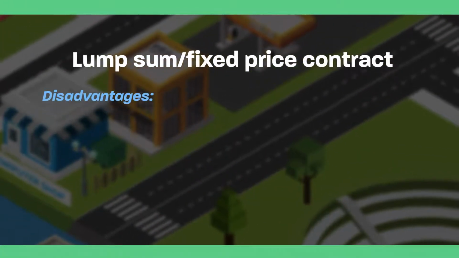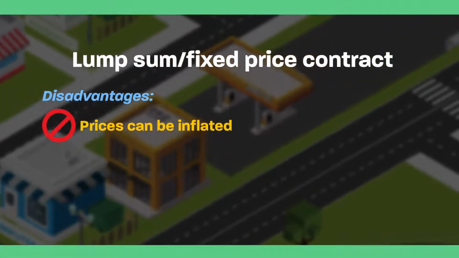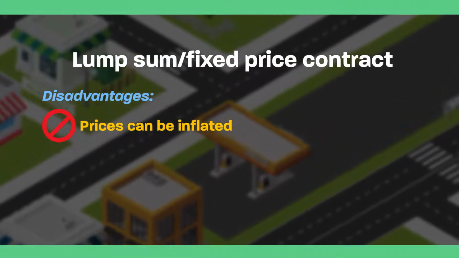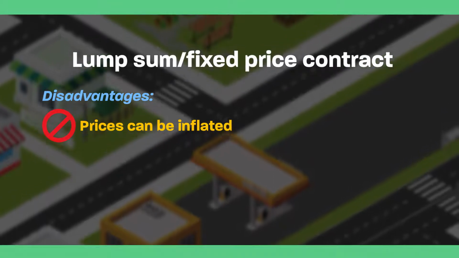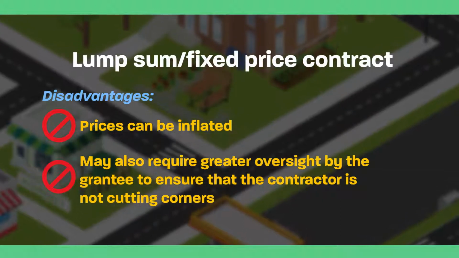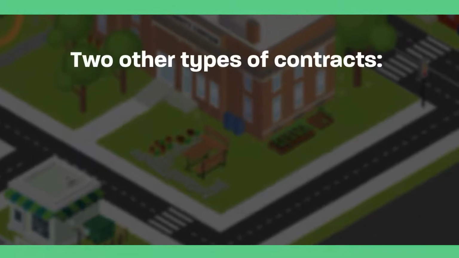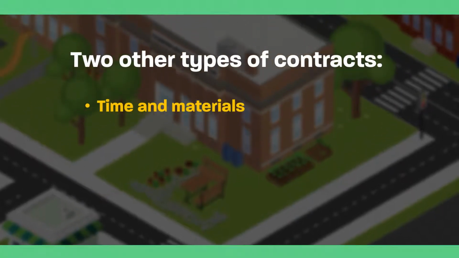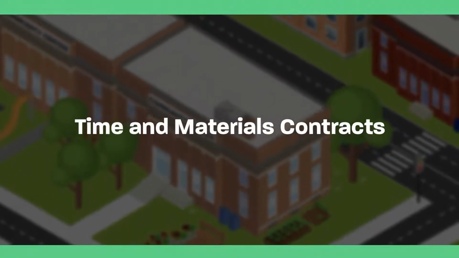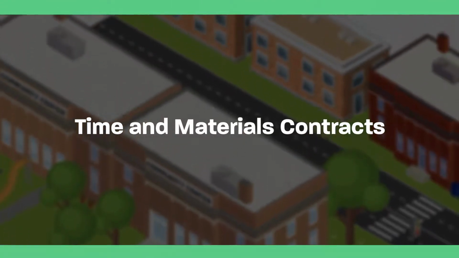Some disadvantages of a lump sum fixed-price contract are that prices can be inflated. It's hard to estimate exact costs, and the contractor may add extra money to their bid to mitigate against errors or unknown conditions. This type of contract may also require greater oversight by the grantee to ensure that the contractor is not cutting corners. Two other types of contracts are a time and materials contract and a unit price contract. Grantees may use a time and materials contract only after a determination that no other contract is suitable for the project.